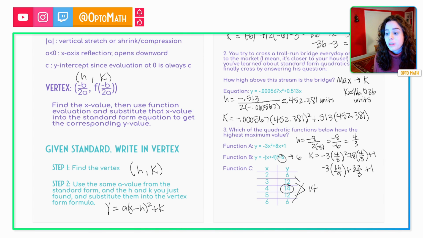Honestly, this is getting pretty messy with the fractions, so I don't really want to find a common denominator, which is what you'd have to do to do this by hand. So I'm just going to put this in my calculator and figure out our final k value. For all of this, we get 6.3 repeating. So function C does indeed have the highest maximum.